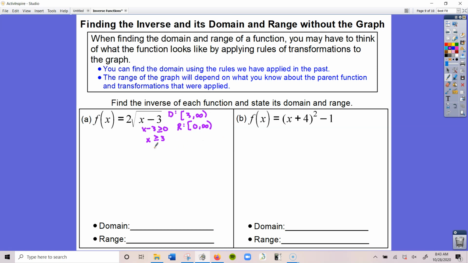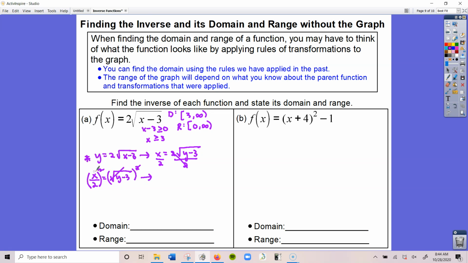Now let's go ahead and find the inverse and see if we can make sense of the domain and range of the inverse. So remember, y is equal to 2 square root of x minus 3. I'm going to switch places, so x is equal to 2 square root of y minus 3. Now I need to solve for y, so first I'm going to divide by 2. So we have x over 2 is equal to the square root of y minus 3. Now I'm going to square both sides so that the radical can cancel.